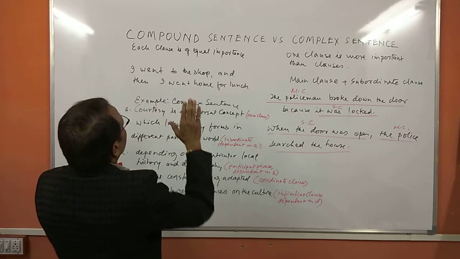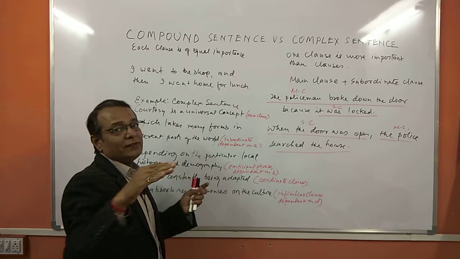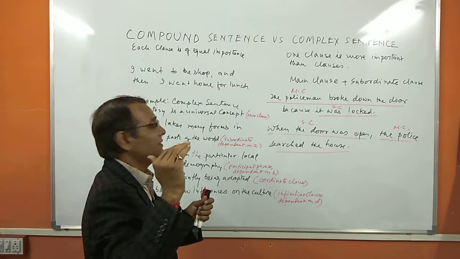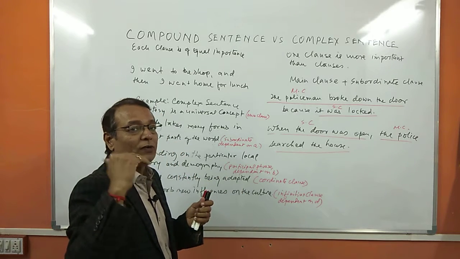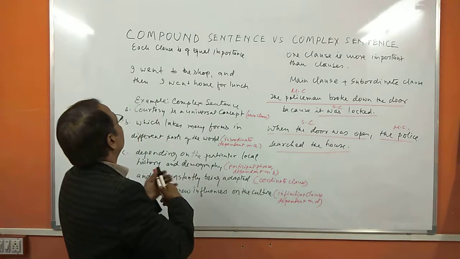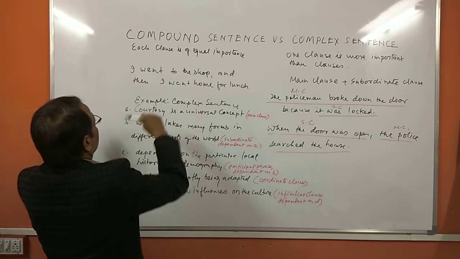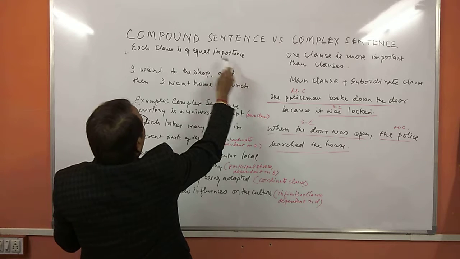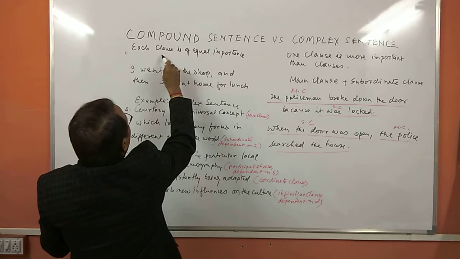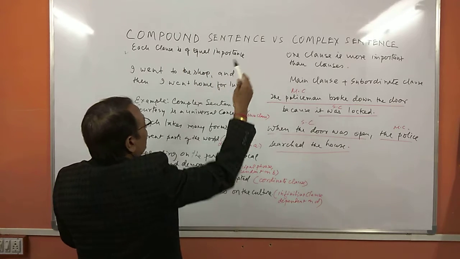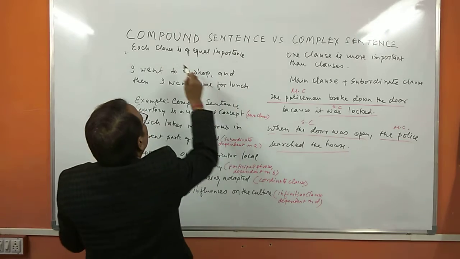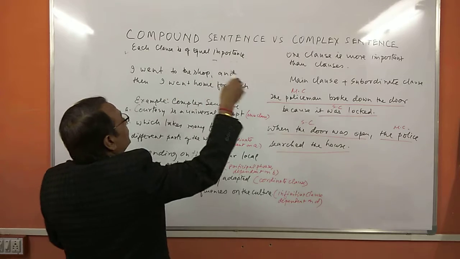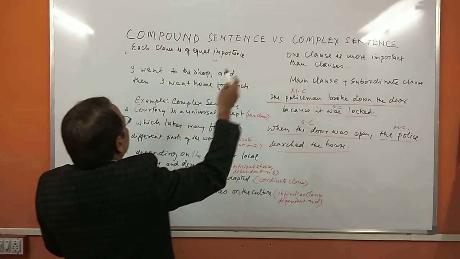A compound sentence normally is a sentence when there is more than one clause. A single clause sentence cannot be called a compound sentence, right? Here you have to note each clause is of equal importance. In a compound sentence, suppose there are 3 clauses or 2 clauses, all are of equal importance, and equal importance means they do not depend on each other.